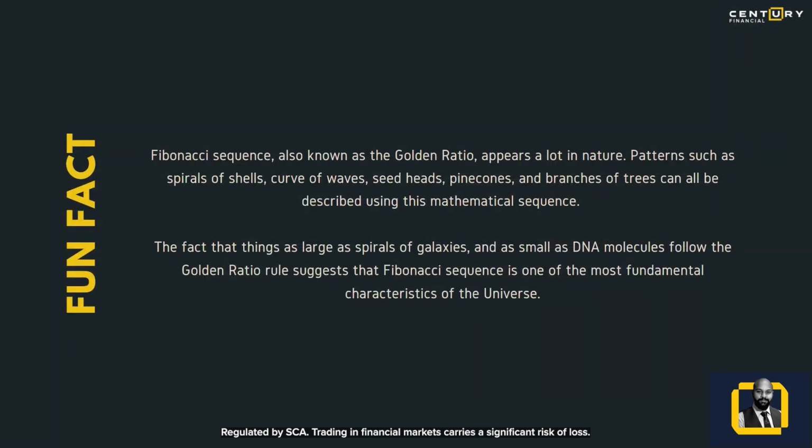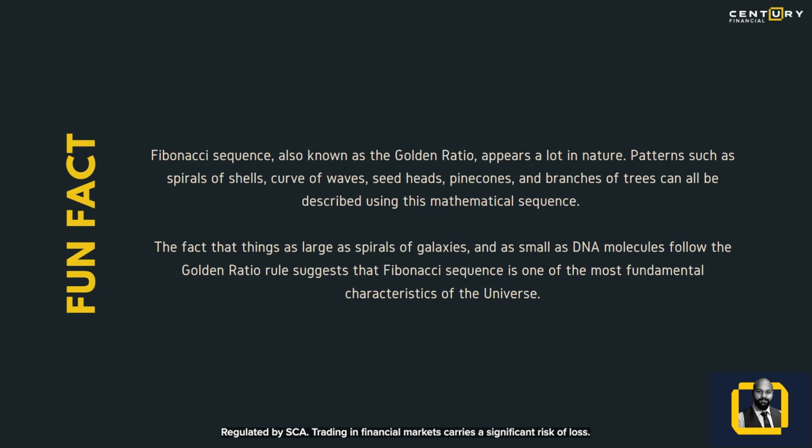Now let's look at, okay, here's a fun fact. Fibonacci sequence also is known as golden ratio. It appears a lot in nature, patterns such as spirals of shells, sea heads, pine cones, branches of trees. All of these have the mathematical sequence when you actually pay attention to the design of a tree. I will give you a couple of examples. The things as large as galaxies, as small as a DNA molecule, follow the golden ratio rule.